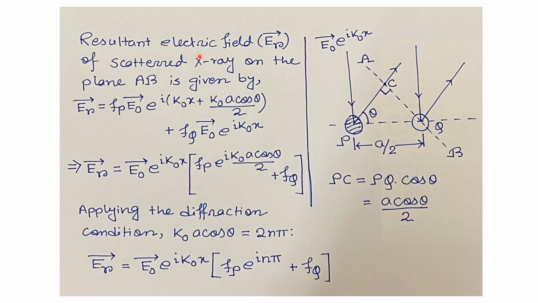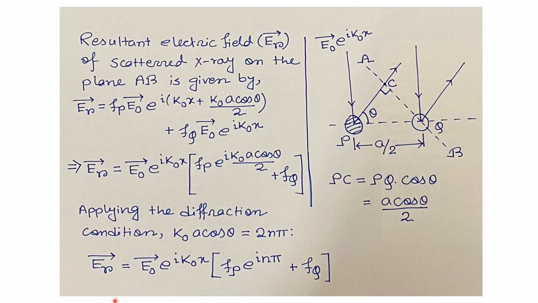So the resultant electric field of scattered X-ray radiation on the plane AB is given by Fp E naught vector e to the power i (k naught x plus k naught A cos theta by 2) plus Fq E naught vector e to the power i k naught x. The first term is due to the X-ray scattering from the P atom and the second term is due to the X-ray scattering from the Q atom. If we take E naught vector e to the power i k naught x as common, then we will get this. Now we will apply the diffraction condition, that is k naught A cos theta equals 2 pi n.